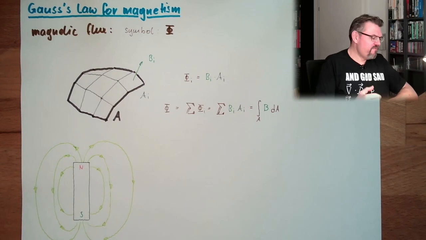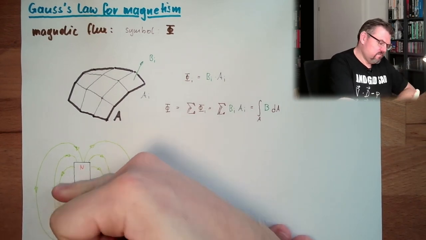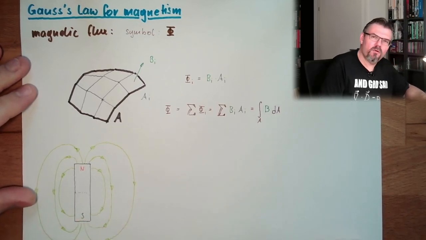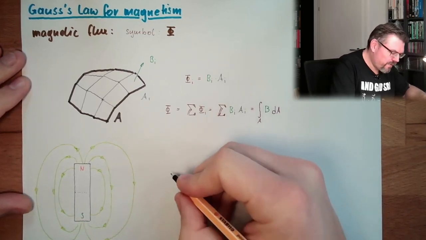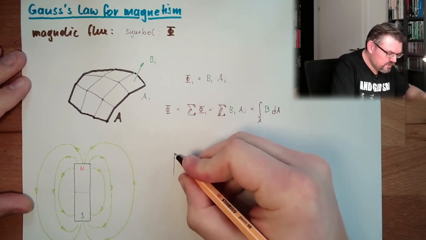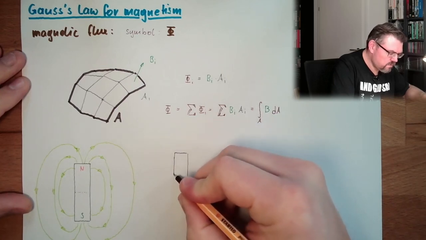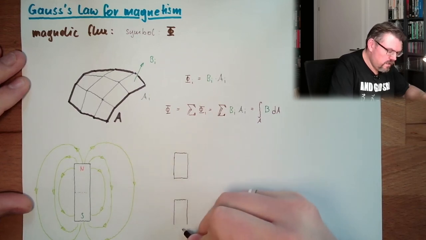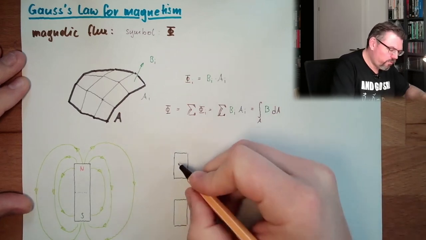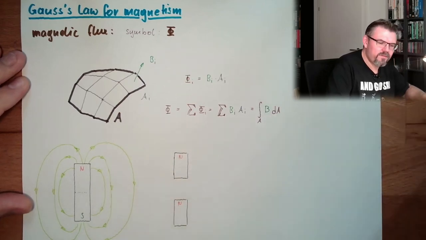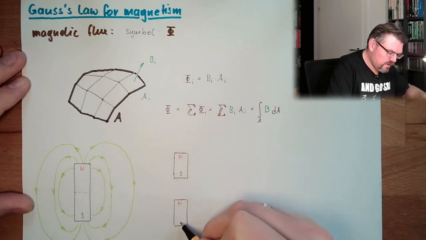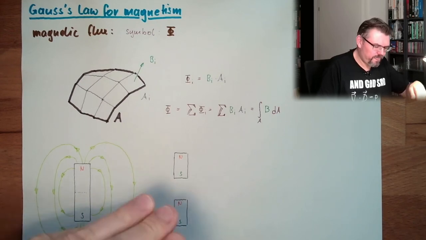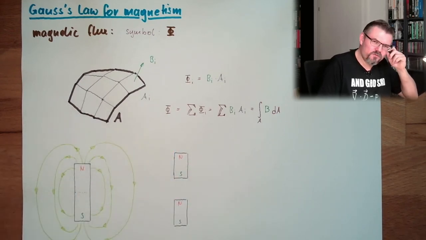Now, there is the case that if I divide this here in the middle, because then I would expect to have one north pole and one south pole. But I'm ending up with two smaller pieces, each of them having their own north pole and their own south pole. So whenever I divide a magnet, then I get two magnets.